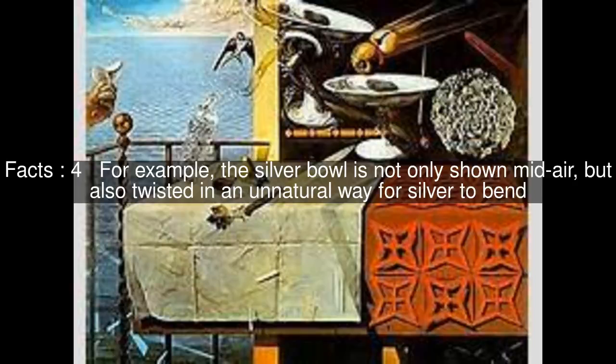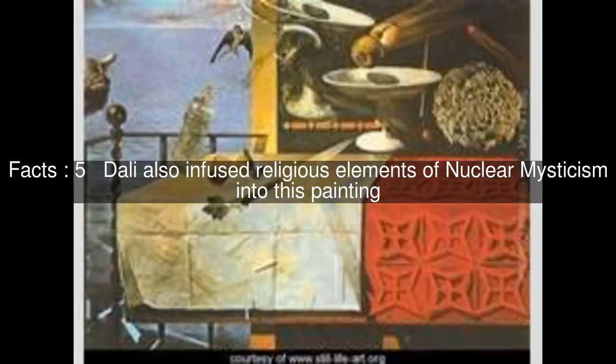For example, the silver bowl is not only shown mid-air, but also twisted in an unnatural way for silver to bend. Dali also infused religious elements of nuclear mysticism into this painting.